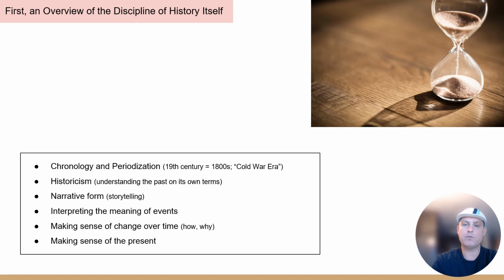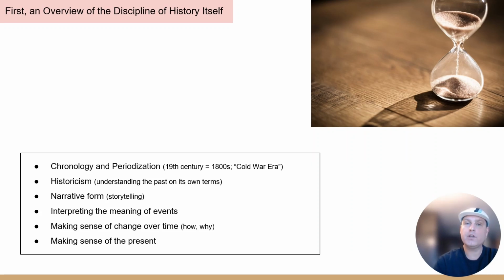Another issue we focus on is called historicism. This means understanding the past on its own terms. The past was a different world with different ideas, different technology, different cultures, etc. And so as historians, we need to grapple with that. To make sense of history, historians use the narrative form. Although historical research has a scientific method to it, the writing of history is all about storytelling.